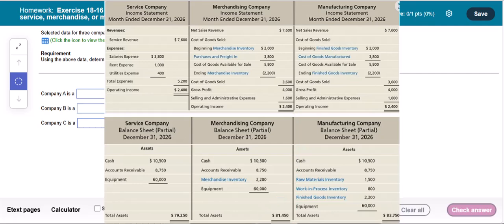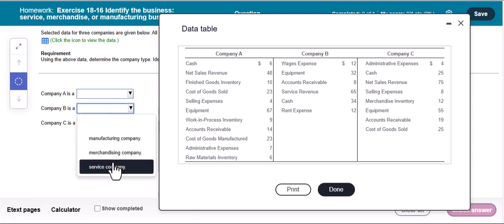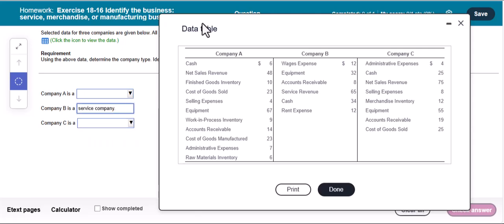So let's go back to our problem. Now we have to figure out what type of company each of these is, and because company B has the least amount of accounts, let's start there. Notice it doesn't have a COGS, a cost of goods sold, and it does not have an inventory account. So company B must be a service company. We can input that there for company B: service company.